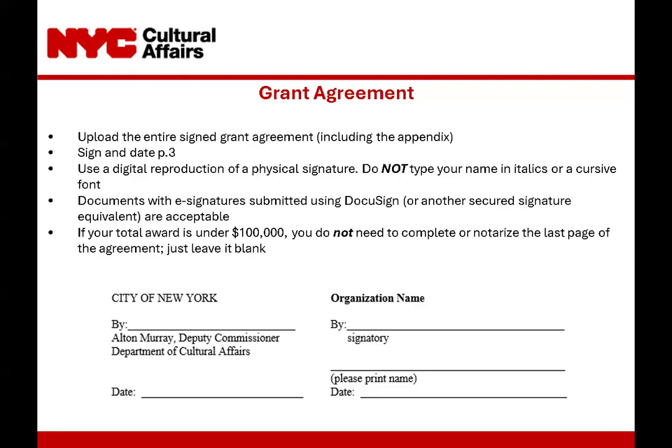Please note, DCLA does not provide access to DocuSign or other software and will not reimburse fees incurred by organizations that opt to use this method. The last page of your grant agreement is a certification by insurance broker or agent. If your total award is under $100,000, you do not need to do anything with this page. You don't need to get it notarized, just leave it blank at the end of your grant agreement. These instructions are also included in the CDF funding requirements document.